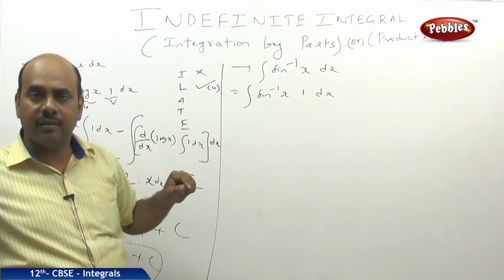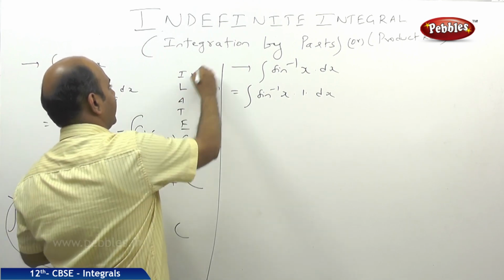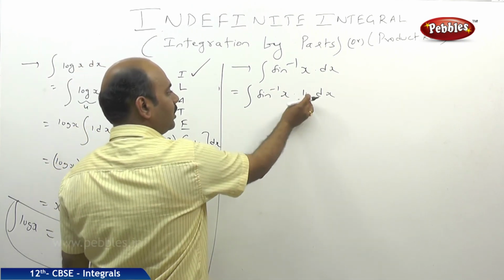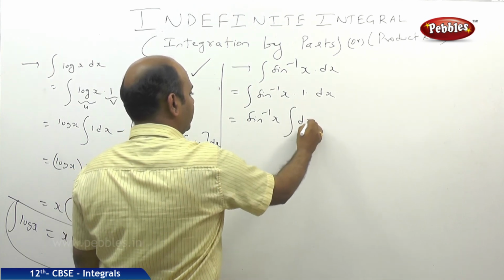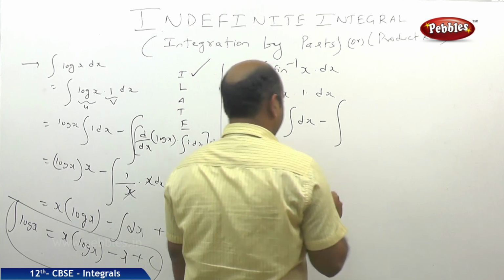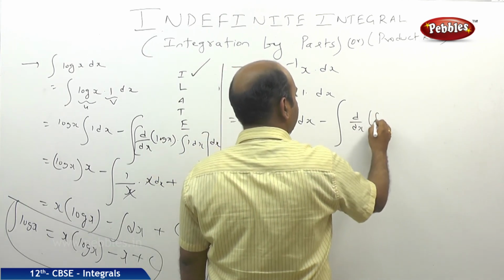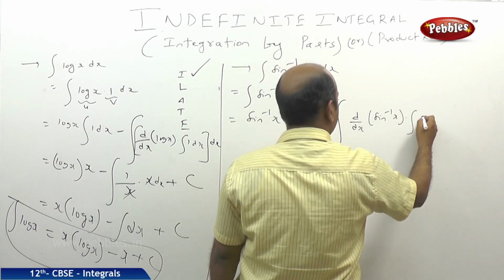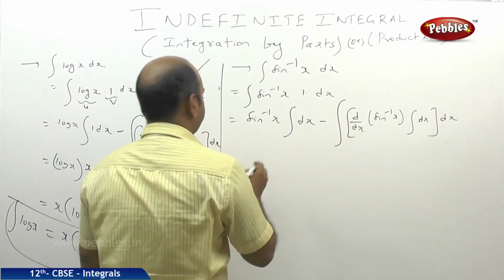ILATE, I for inverse. Inverse is there at the beginning, so definitely I can take this as the first function. So this as u and this as v. So what happens? Sin inverse x into integral of dx, dx means here 1 dx, minus integral of d by dx of sin inverse x into integral of dx, and outside there will be dx.